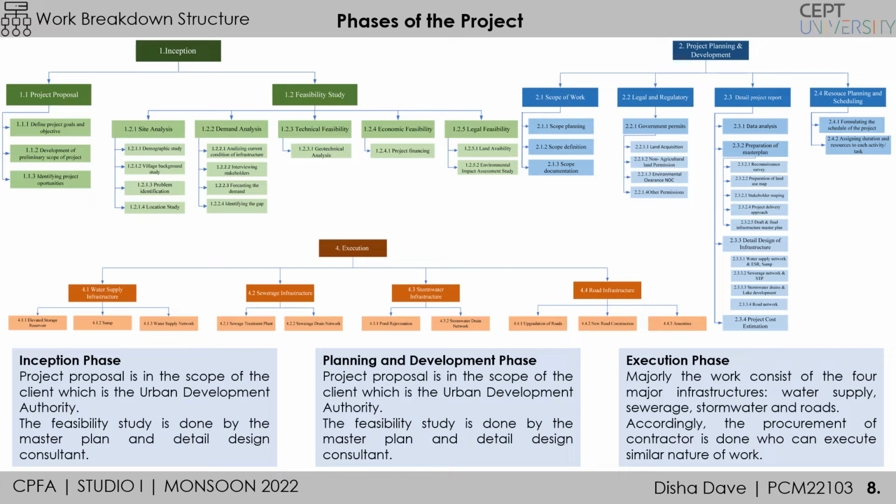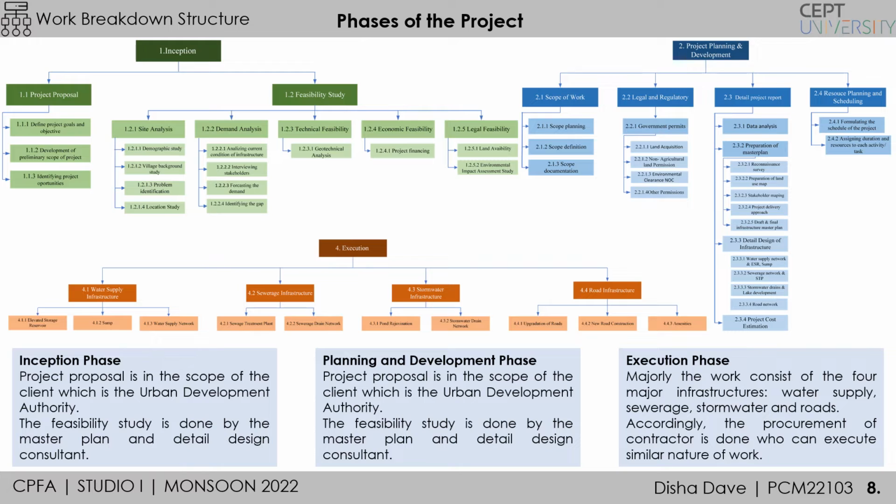Execution phase, as there are four infrastructures, I would like to further elaborate the scope of work under each infrastructure. Water supply infrastructure has the construction of elevated storage reservoir, sump, which is the underground storage reservoir, and water supply network, which is to be renewed in the village. In the sewerage infrastructure, there are two components. One is the sewage treatment plant, which would be around 2 MLD, and the other is providing the sewerage drain network.